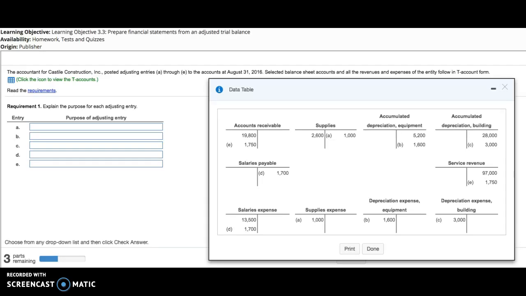So I'm going to go ahead and walk through one of the problems that will be assigned for homework for week 2 of Module 3. So far in Module 3, we've been going over making adjusting entries, and then also preparing the financial statements with the adjusted trial balance, and also the closing entries and post-closing trial balance.